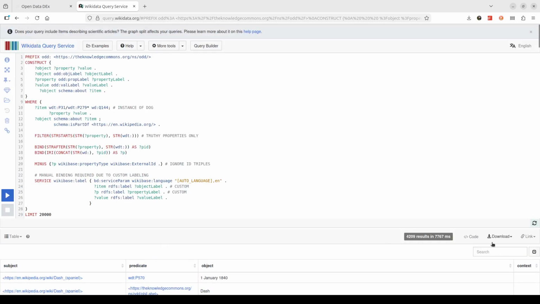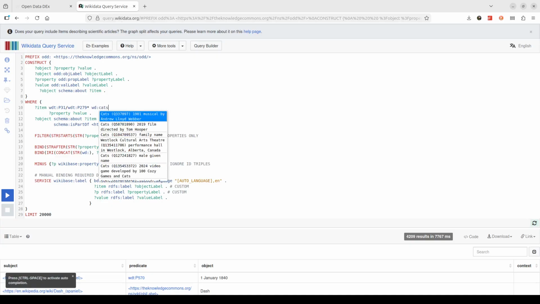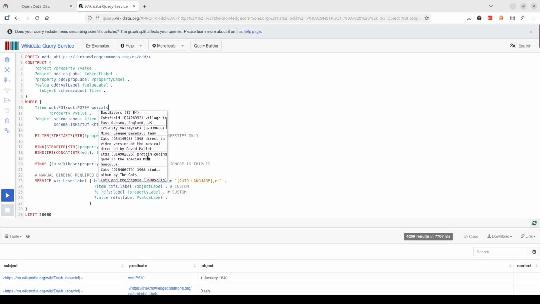There's not a ton of data. But one good thing about this query is we can easily change the species. And so that makes it fun. Let's say we want all the data, all the notable cats. So if we go here and we type cats, we don't want the musical or any of those. Maybe I just want cat.